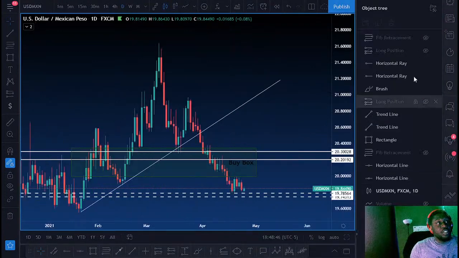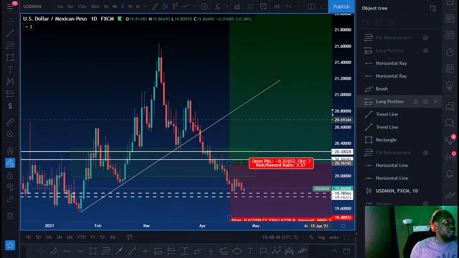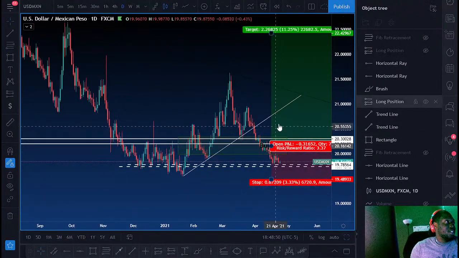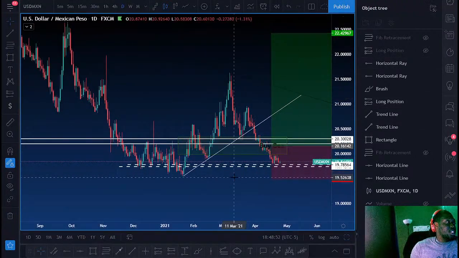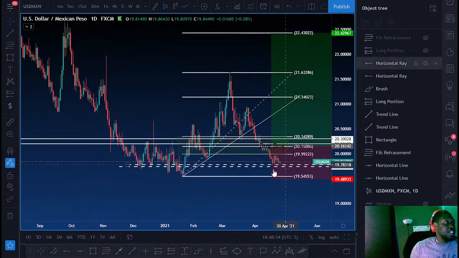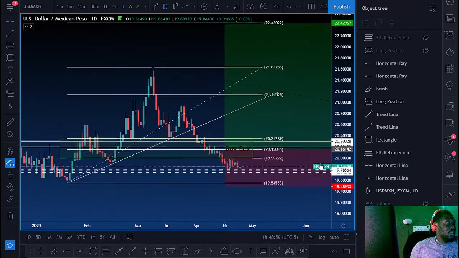But yeah, I am still definitely hurting right now. I'm in the red for this. Still waiting to see what's going to possibly happen. This is the fib that I was looking for, the buy.